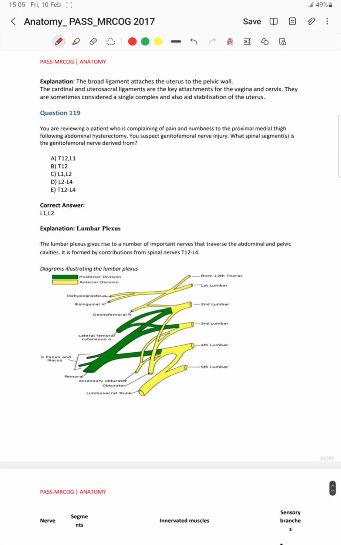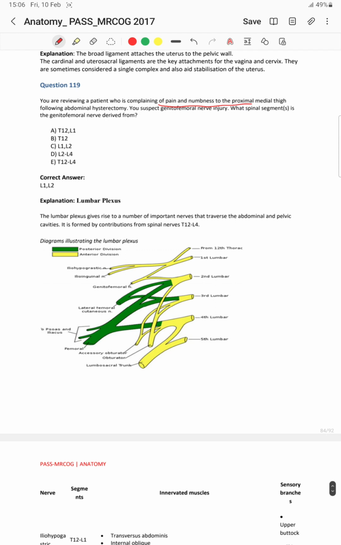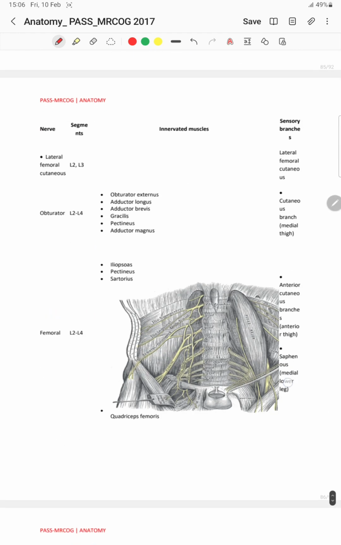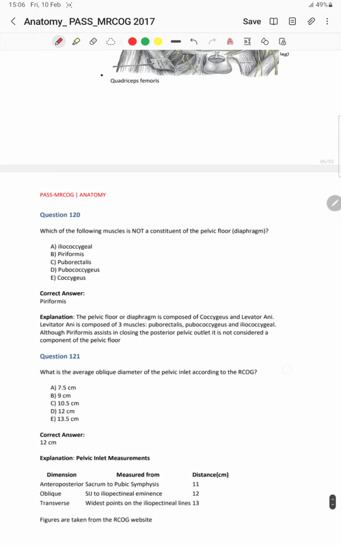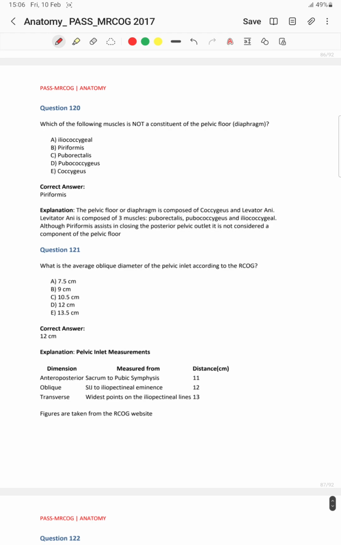Question number 119. You are reviewing a patient who is complaining of pain and numbness of the proximal medial thigh following an abdominal hysterectomy. You suspect genitofemoral nerve injury. What spinal segments does the genitofemoral nerve derive from? It is L1 and L2. We have discussed it previously, and this is again the revision of these nerves, and they are very important.